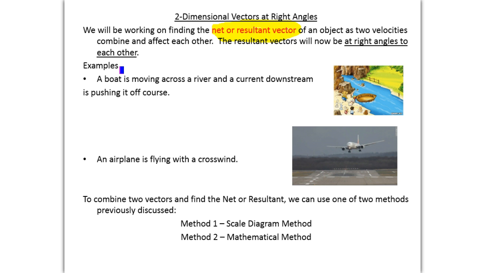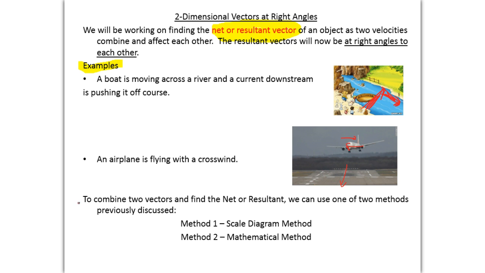Examples of where this happens: a boat's moving across a river and a current downstream is pushing it off course. If you look at the little cartoon over here, we have a boat that's going to move across the river, but the river is going to try and move it downstream. So here you're setting up your right angle. And we want to find where the boat ends up across the river. An airplane is flying in a crosswind. You see here, the nose of the airplane is not lined up with the runway. As the plane's coming into land, wind is pushing it off course. So the pilot will have to adjust.